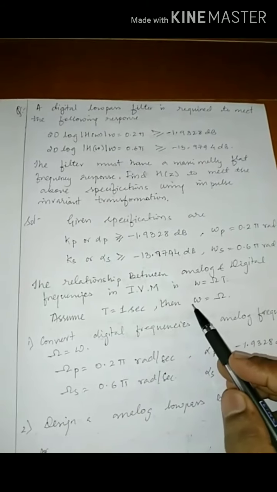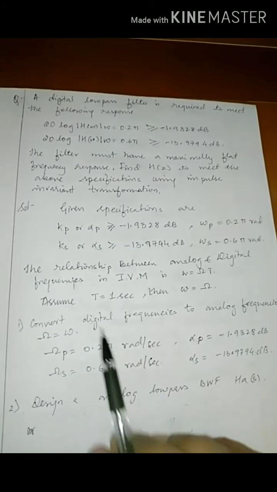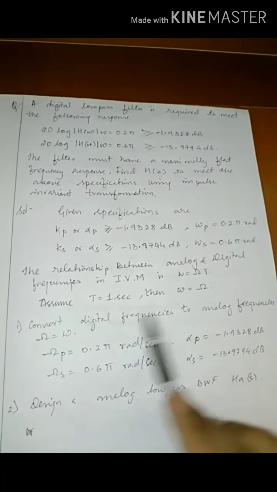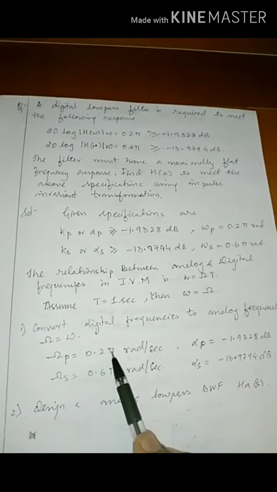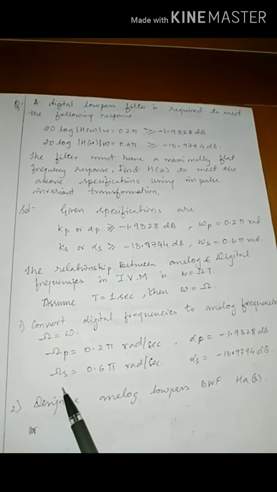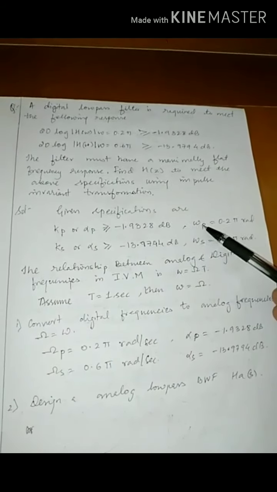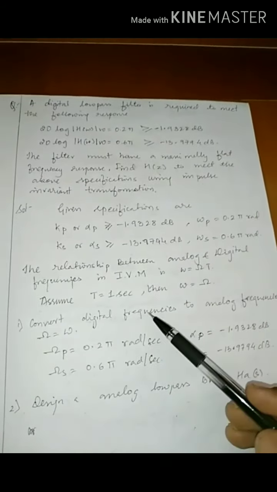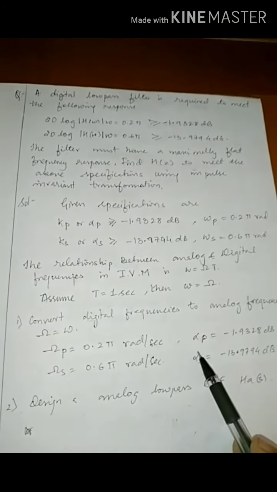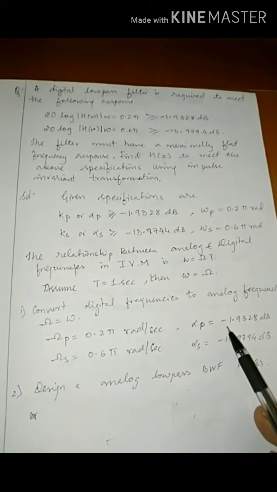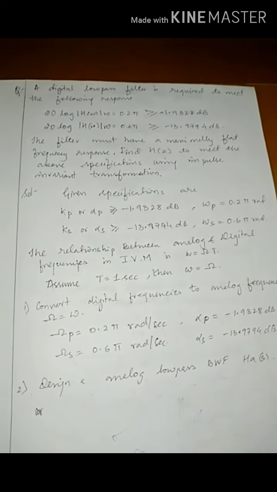Therefore, the analog frequency is equal to the digital frequency. So we need to convert that digital frequency to analog frequency first. So omega p is equal to directly 0.2 pi radians per second. Omega s is equal to 0.6 pi radians per second. Whatever value of omega p and omega s are there, that will be the same for analog frequency. And as usual, the value of alpha p is minus 1.9328 dB, alpha s is minus 13.9794 dB.